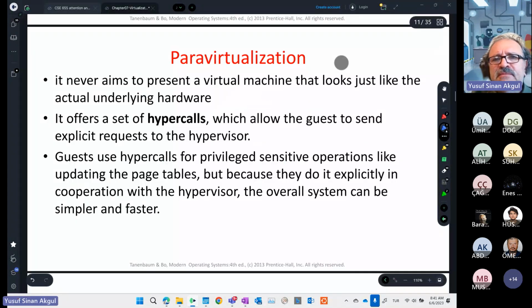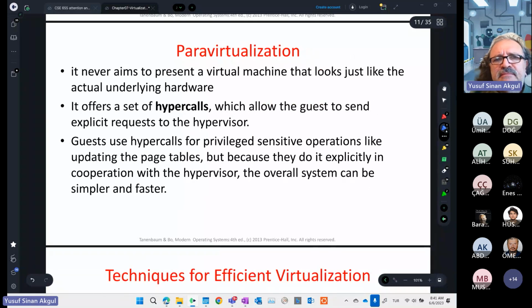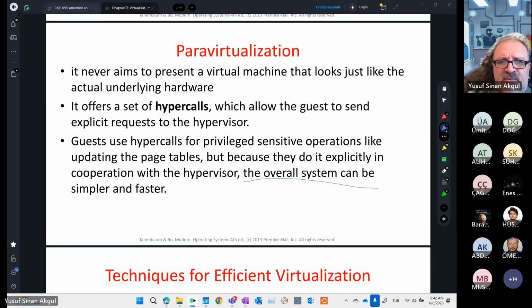And para-virtualization is a common thing. It offers a set of hypercalls which allow the guest to send explicit requests to the hypervisor, and guests use the hypercalls. Okay, and this makes the whole thing simpler and faster. Everybody knows each other. You might say that this is against the idea of virtualization.